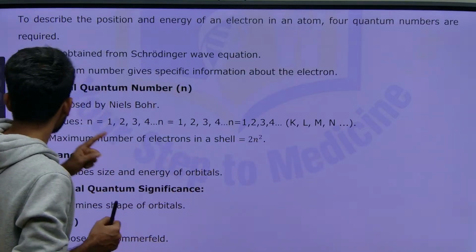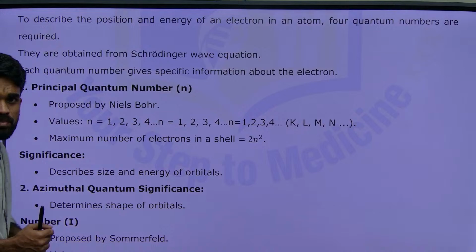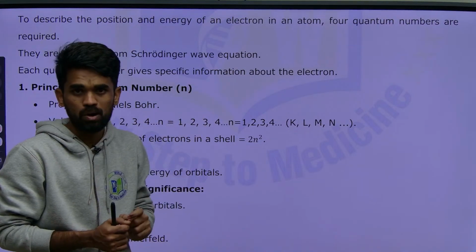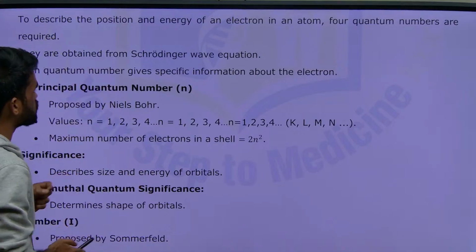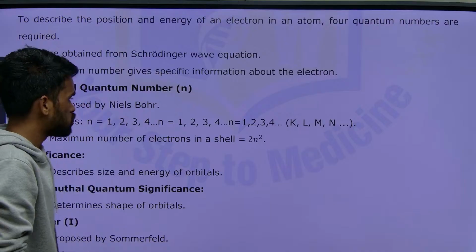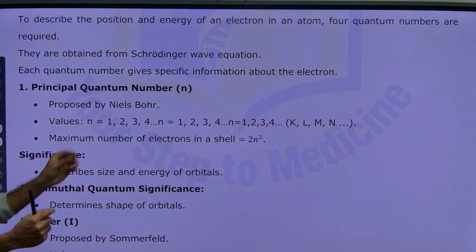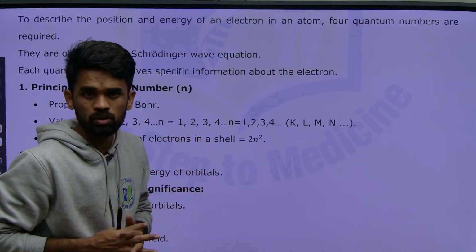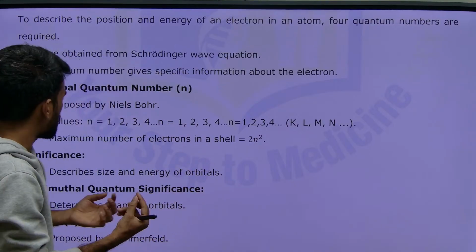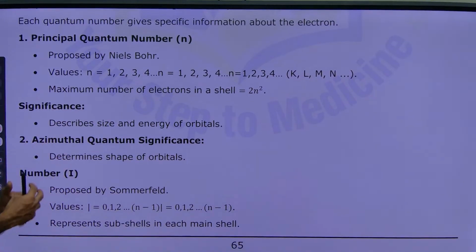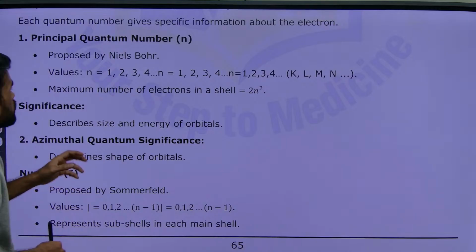So the first number here is the principal quantum number, indicated with the symbol small n. This was proposed by Niels Bohr. Who proposed the principal quantum number? Niels Bohr. Whatever I am showing here, just make a note of it and you can read it and be ready to write your exam also. If you want, you can add a few more points to make it a little bigger and express it more clearly.